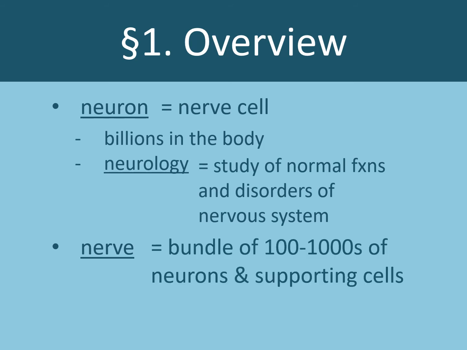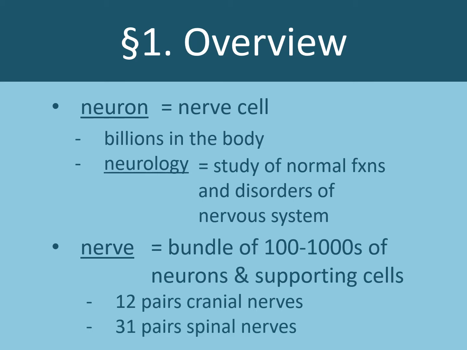A nerve is a bundle of hundreds to thousands of neurons and the cells that support those neurons. We have 12 pairs of cranial nerves. These are the nerves that originate from the brain. And we have 31 pairs of spinal nerves. These are the nerves that originate in the spinal cord.